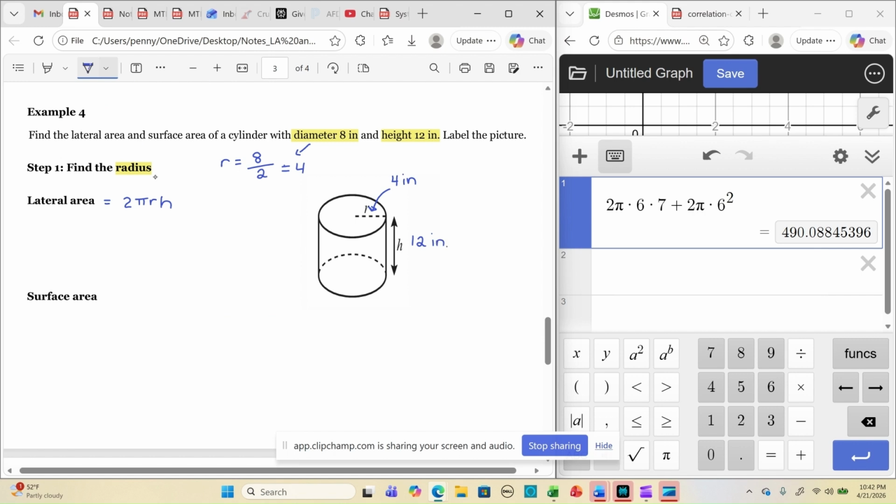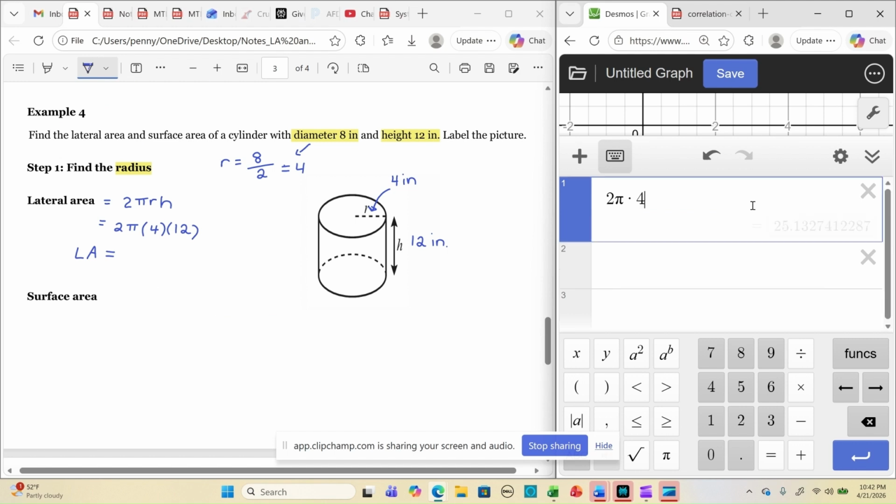It matters. So I have 2 pi times the radius 4 times a height of 12. All right, let me go back over to Desmos. So 2 pi times 4 times 12. I get 301.6. And of course, units are inches, so that'll be inches squared.